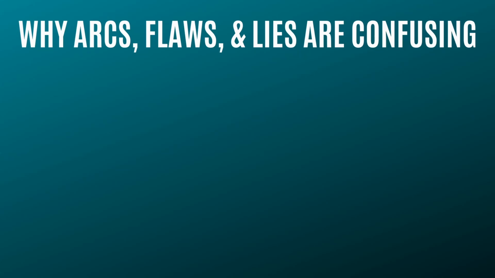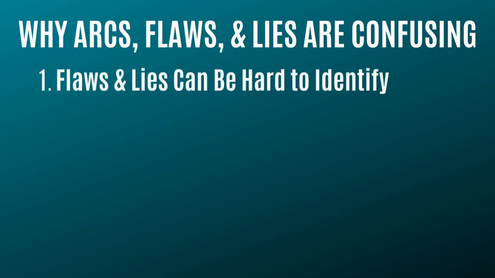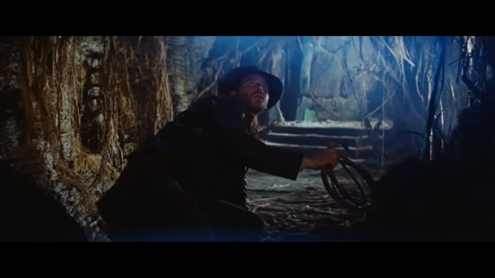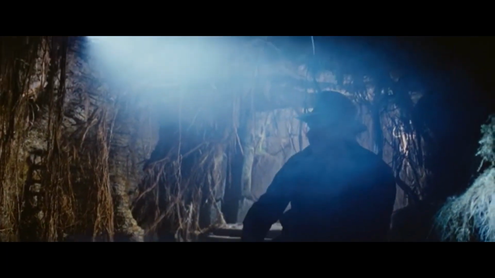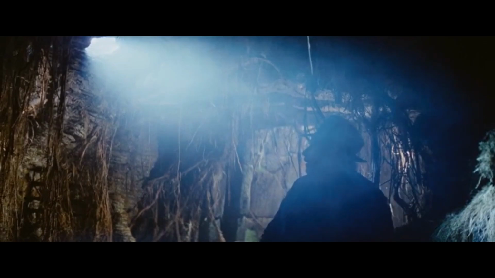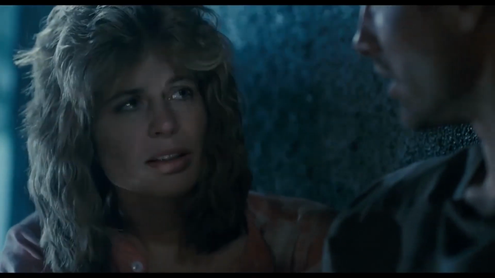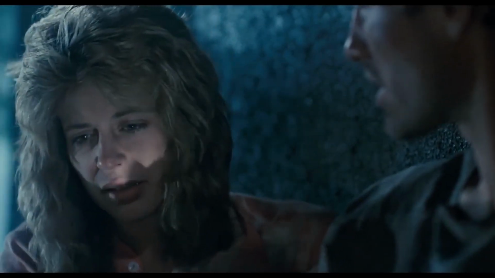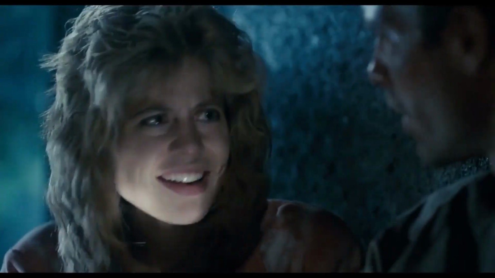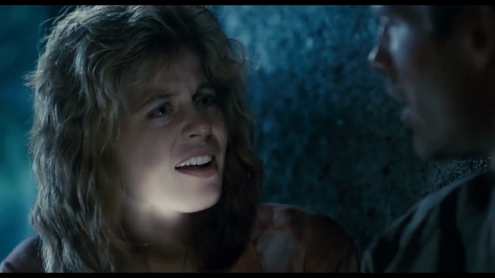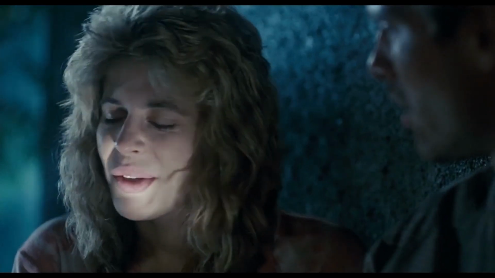The first reason is that flaws and lies can be hard to identify. When we look at some of our favorite characters, a flaw or lie may not be instantly noticeable, or they may be hard to pin down. For instance, Sarah Connor is one of the most iconic characters in film history, and she definitely changes in both Terminator movies. But if someone were to ask you what her flaw and lie are in the first movie, you might have to stop and think.